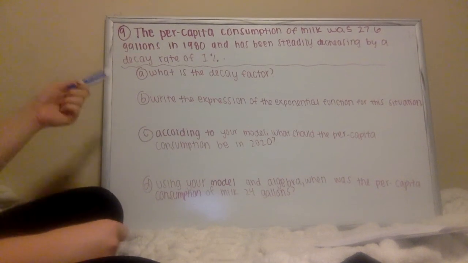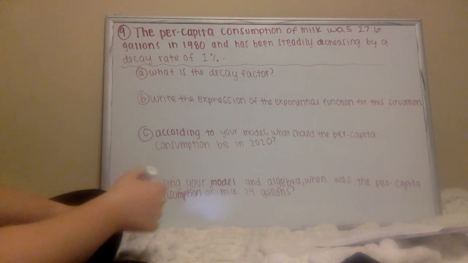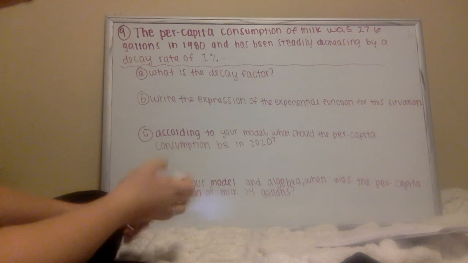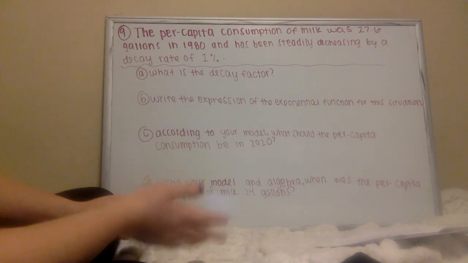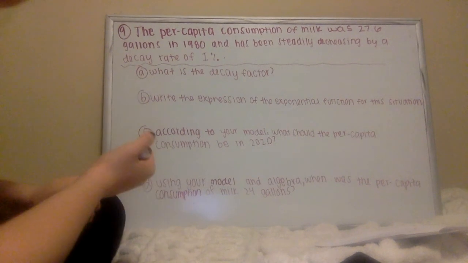Okay, so this is problem number 9 on the Test 2 study guide, and it says the per capita consumption of milk was 27.6 gallons in 1980 and has been steadily decreasing by a decay rate of 1%. So part A asks us, what is the decay factor?